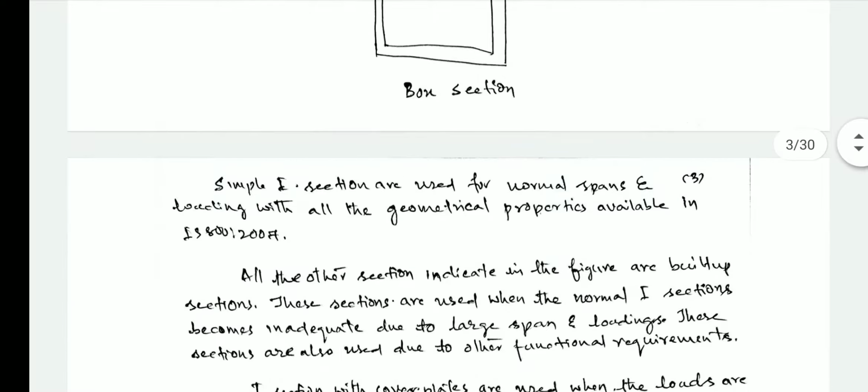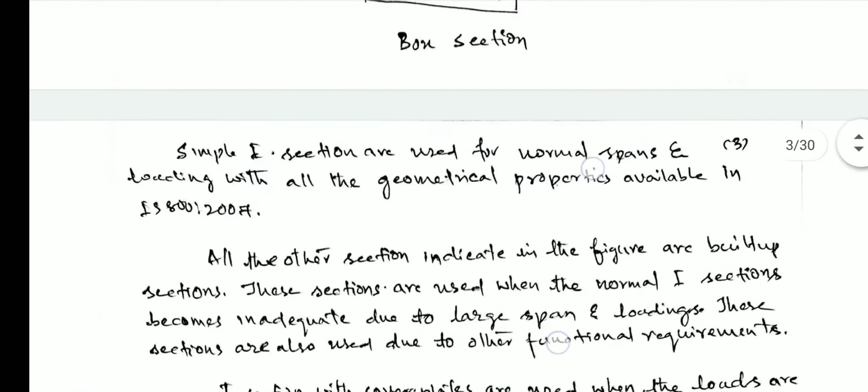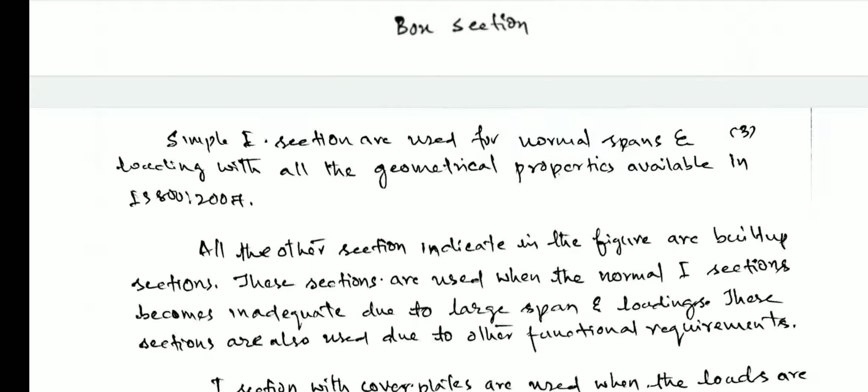So now here they have given what the uses are. First section, the simple I section, is used for normal span and loading, with all the geometrical properties available in IS 800 2007. Only a single I section we can use for normal span and load. The properties are available in IS SP 6, that is the steel table.